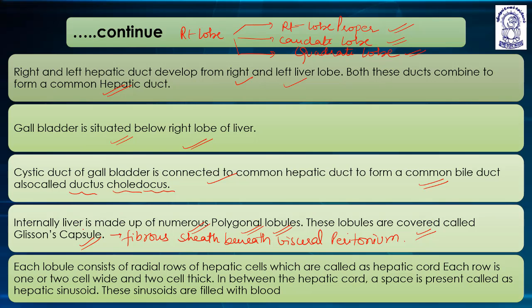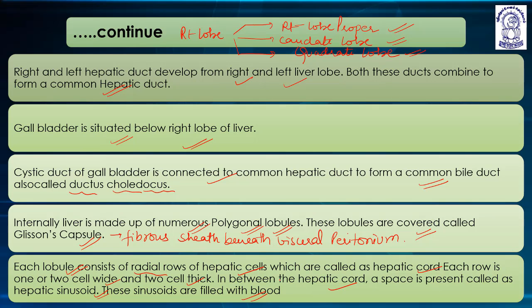Each lobule consists of radial rows of hepatic cells, which are called hepatic cords. Each row is one or two cells wide and two cells thick. In between the hepatic cords, a space is present, which is known as what? Hepatic sinusoid. These sinusoids are filled with blood.